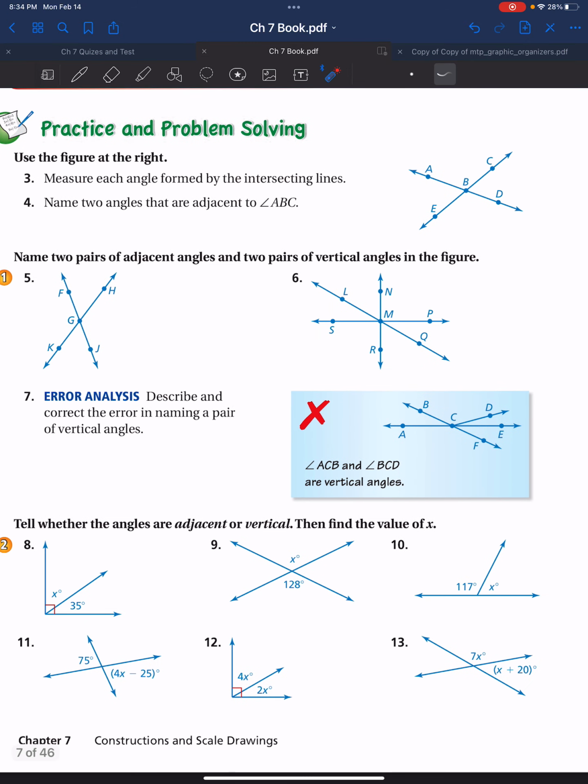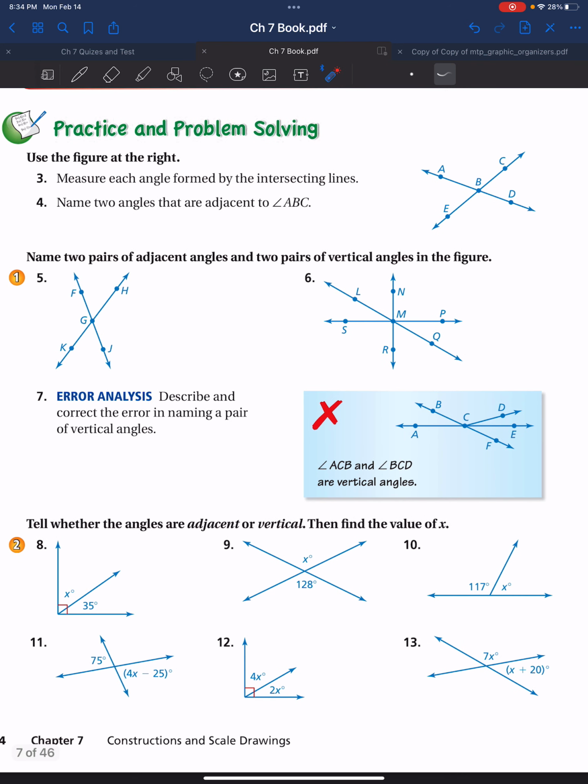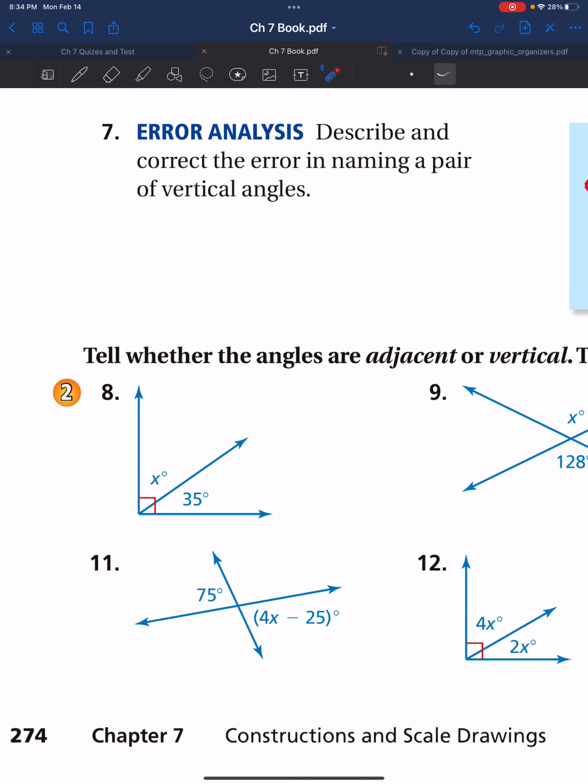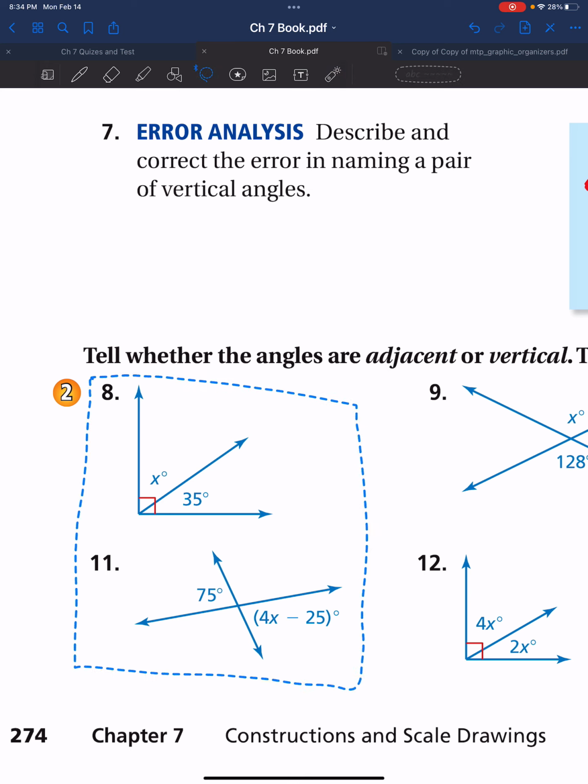Let's do, what does this say? Tell whether the angles are adjacent or vertical. Then find the value of x. Okay, so they would be worth 2 points each, right? First you have to tell me if they're adjacent or vertical. Then find the value of x. All right, let's do 8 and 11. 8 and 11 are your exit ticket questions.